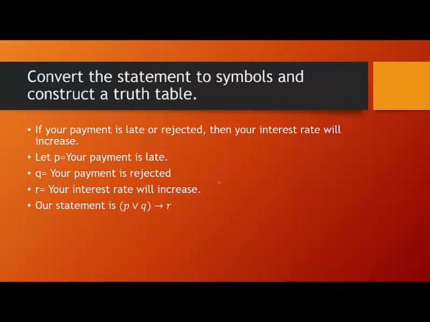Okay, so let's do it again. Convert the statement to symbols and make a truth table. So if your payment is late or rejected, then your interest rate will increase. Okay, so let's call this first statement, your payment is late, let's call that P. Your payment is rejected, let's call that Q. Your interest rate will increase, let's call that R. Okay, so now I'm back to three statements. Notice my connective here is or, so these first two statements, P or Q, I'm going to put in parentheses, say do this first. After those two, see the then comes after, there's implies R.